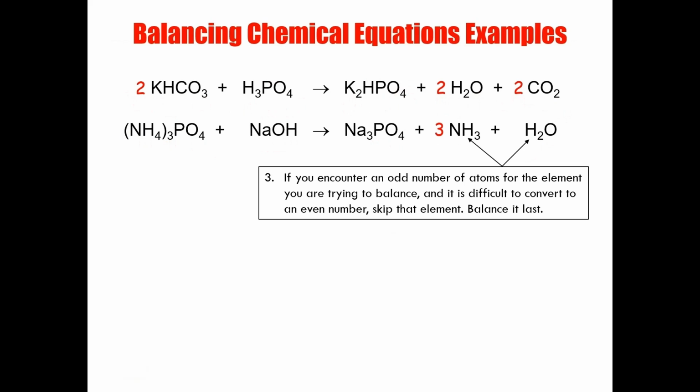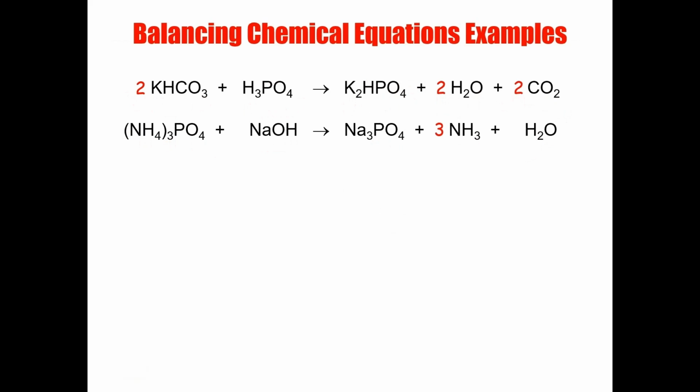If you encounter an odd number of atoms for an element that you are trying to balance, and it is difficult to convert to an even number, skip that element, balance it last. So we're going to skip hydrogen and we're going to move on. If we take stock of what we've done so far, we've balanced the nitrogen, we've skipped the hydrogen, the phosphate has been balanced, and so that brings us to sodium.